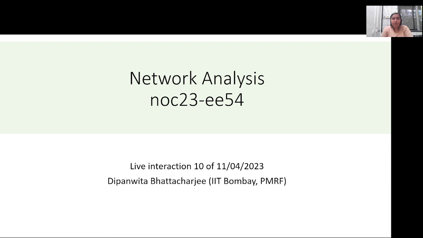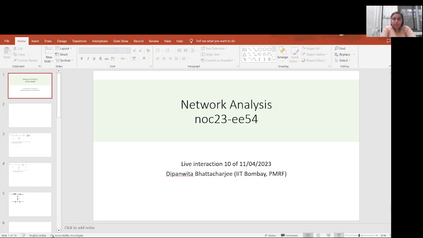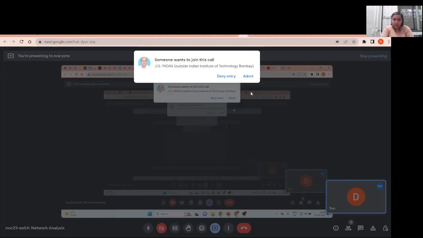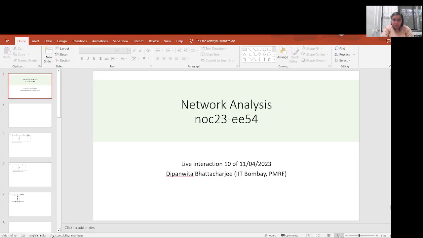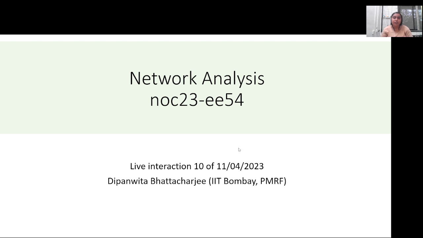Last week we saw how to calculate the different parameters, such as the impedance parameter or Z parameter, the admittance parameter or Y parameter, and the hybrid and transmission line parameters of a two-port network. In this session we will continue with that, and along with the already known parameters, we will look into how to solve a two-port network using circuit analysis.